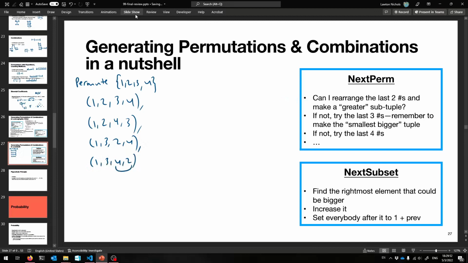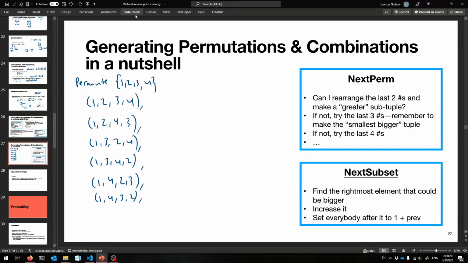All right, look at these. Can I make something bigger here? No. Can I make something bigger here? Yes, I totally can. I can put 4 first. So it could be 1, 4, 2, 3. You see that? That's how you do it. 1, 4, 2, 3, and then you look at these again. Can I rearrange just these two and make a bigger subtuple? Yeah, I can make 3, 2. 1, 4, 3, 2.